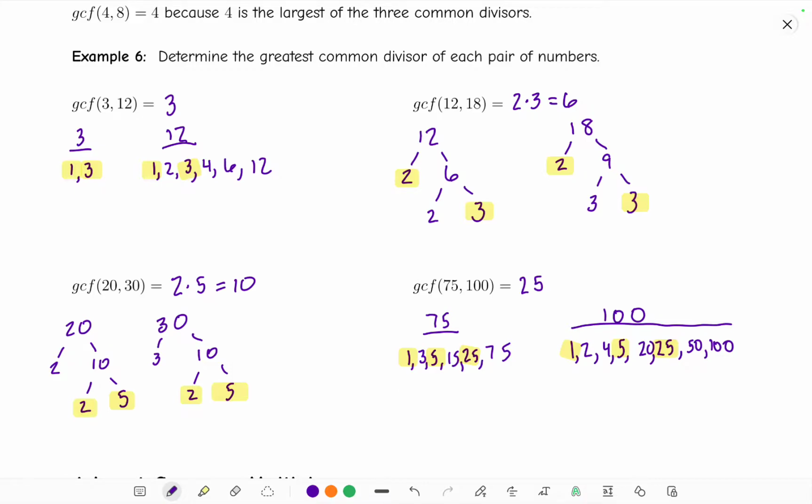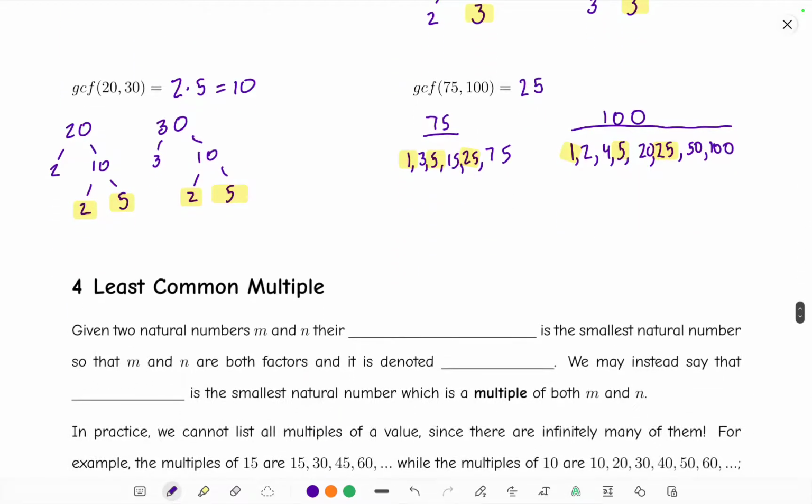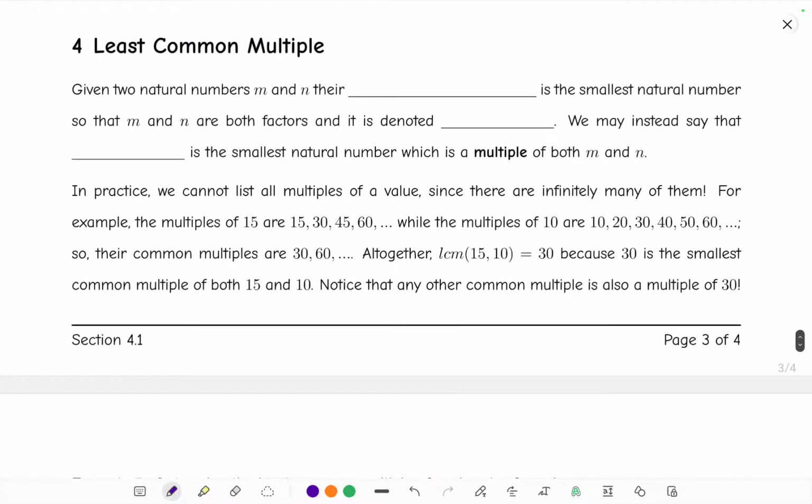And you may see other methods for finding the GCF, but these are the two I'm going to show you today. Now the last topic for this section is least common multiple. Given two natural numbers, m and n, their least common multiple is the smallest natural number so that m and n are both factors of it, and is denoted LCM.